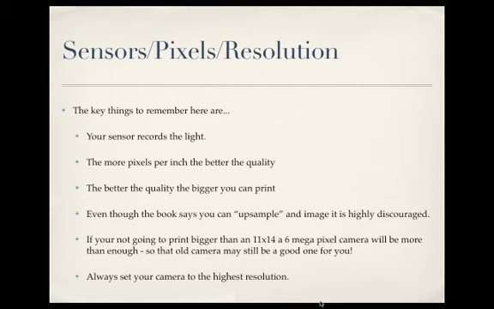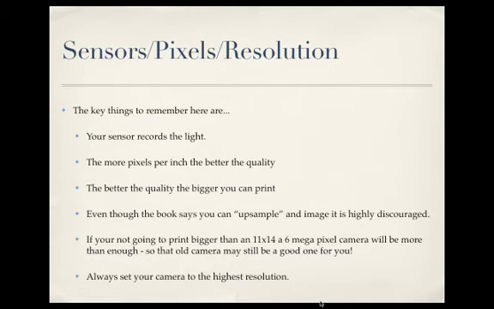More pixels per inch, the better the quality. And that's basically the difference between a 6 megapixel, 8 megapixel, 10 megapixel, 12 megapixel, 20 megapixel camera. You're getting more pixels per inch. The better the quality, the bigger you can print. Okay? That's the other key factor.